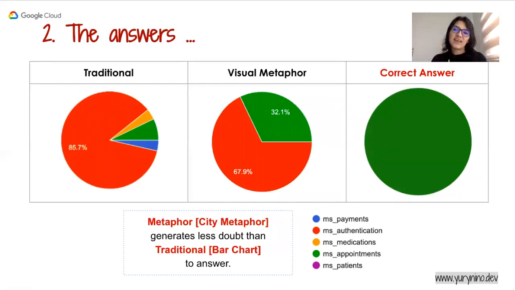Here, a summary of that, with a visualization of the distribution of answers for the traditional dashboard, for the visual metaphor, and the correct answer. It is interesting because it allows us to conclude that visual metaphors are not a guarantee that we are interpreting the data in a proper way. If you see just the second case, using a visual metaphor, just 31% chose the correct answer.